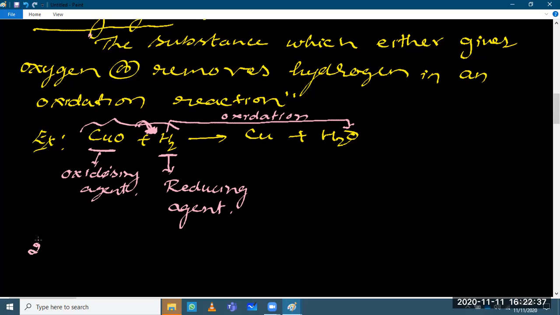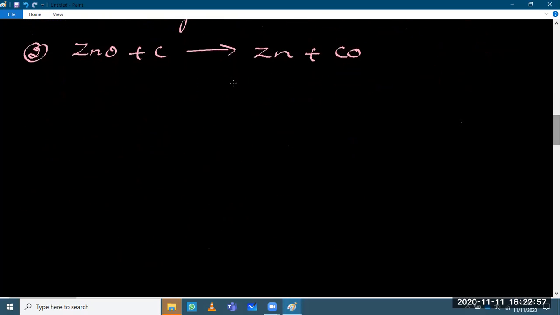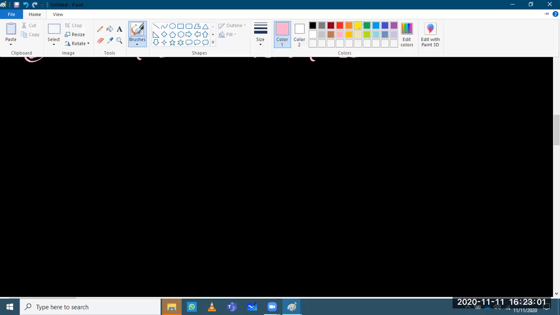Let us take a second example. For example, they may ask you in the examination to identify the reducing agent and oxidizing agent, the reduction reaction and oxidation reaction. Okay, ZnO plus C gives rise to Zn plus CO. This is the equation. So what is the reducing agent and what is the oxidizing agent? You can just remember the definitions.